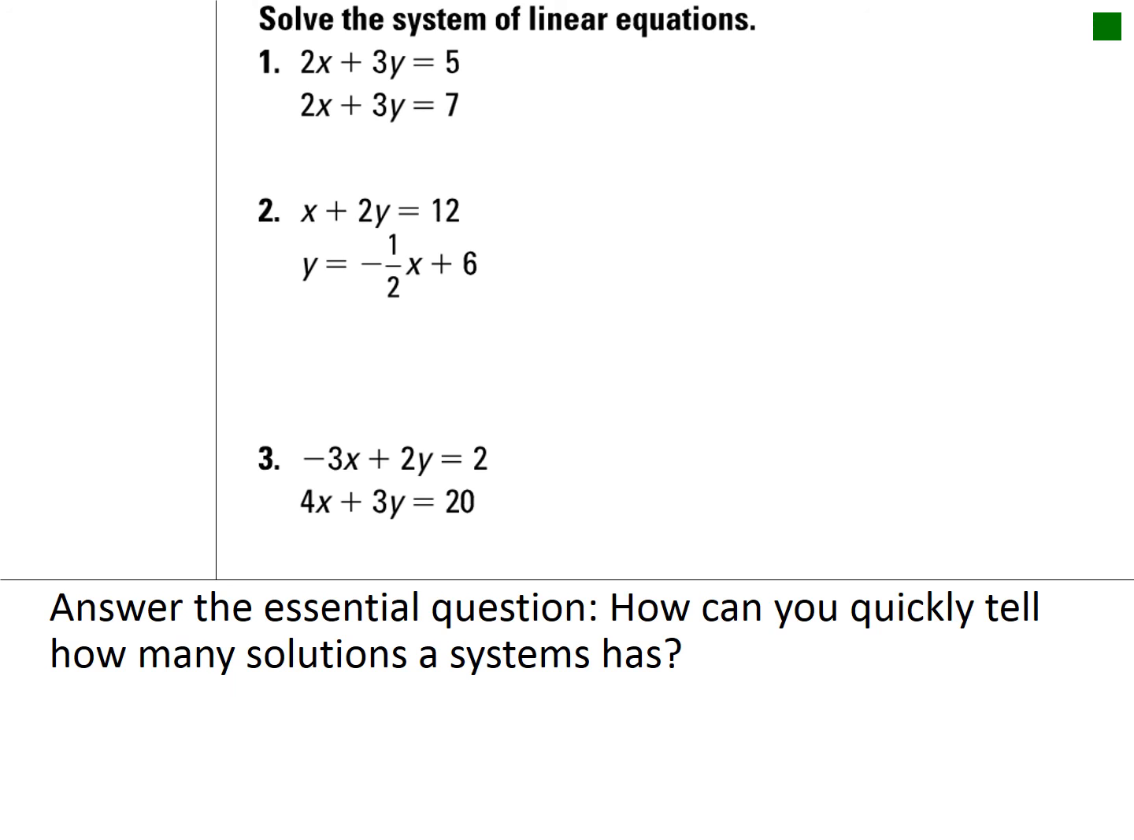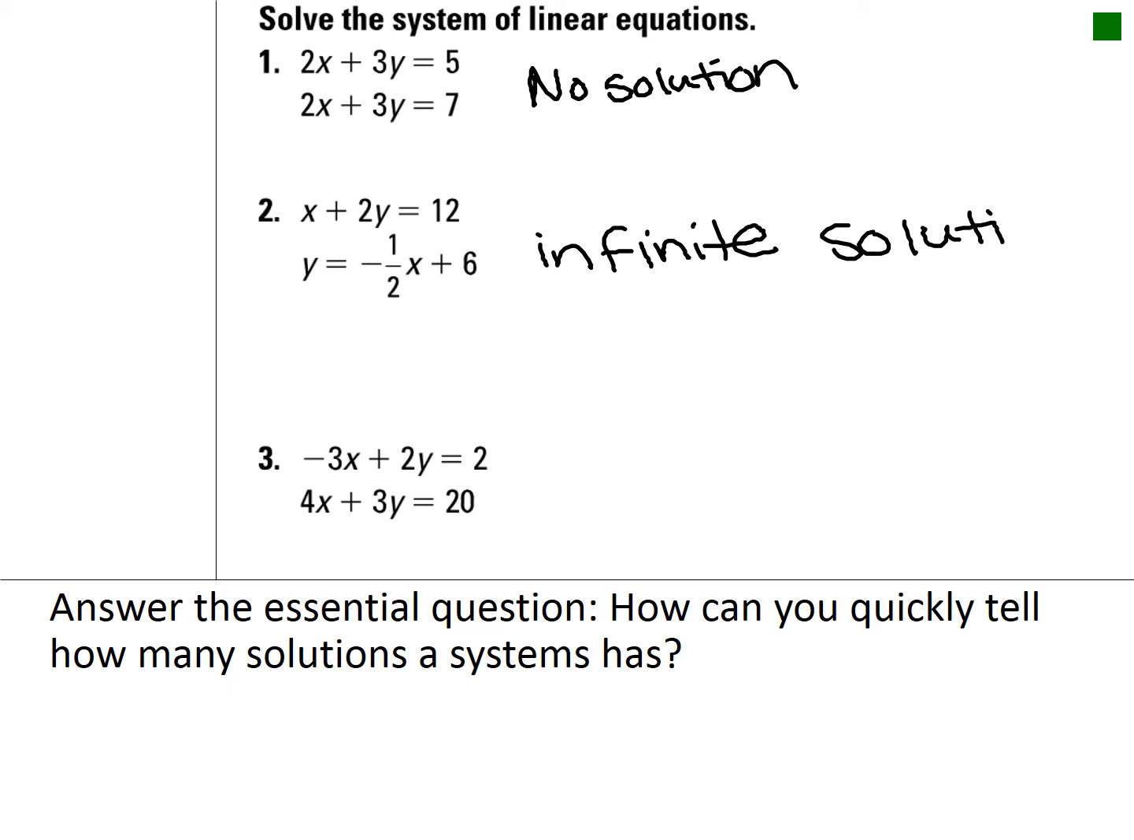Thank you for pausing your video. The answer to number 1 is no solution. The answer to number 2 is infinite solutions. And the answer to number 3 is just a normal system in which they cross once at 2, 4.